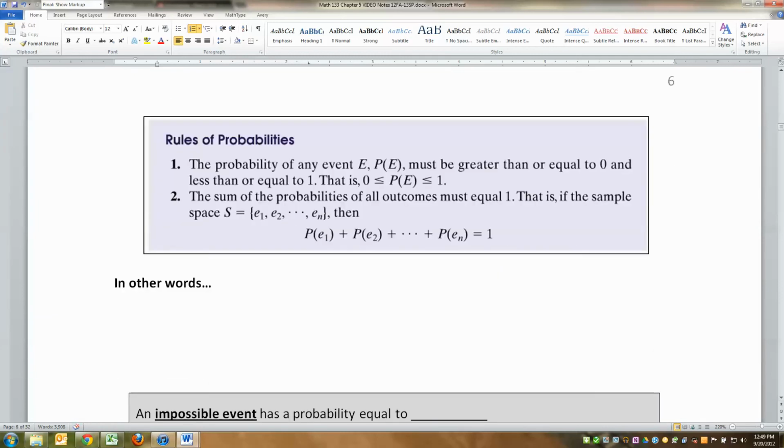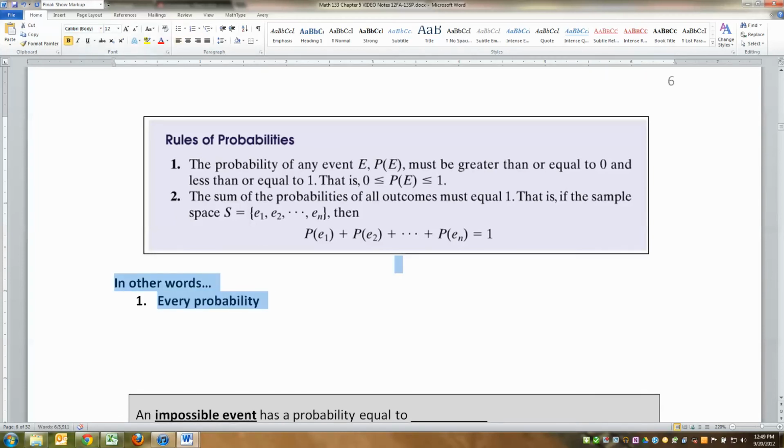So we have to have some rules for probabilities that are showing up in the problems that we're doing. Now the first rule is that every probability has to be between, and I'll write it out in words. Every probability, why is that Times New Roman? I don't know. Hold on. There we go. All right, every probability is between 0 and 1, inclusive. Okay, that's what this is saying up here.